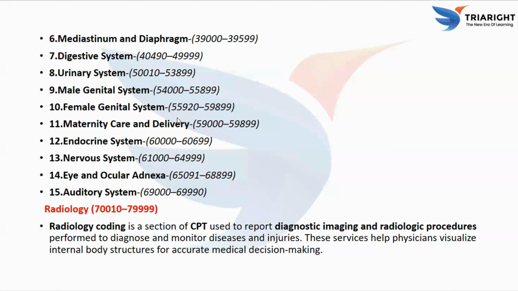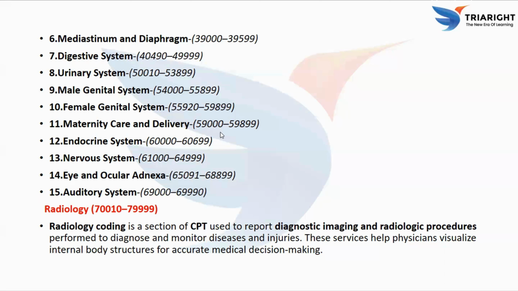Tenth is the female genital system, 55,920 to 59,899 code series. This covers the female reproductive organs. It includes uterus, ovaries, fallopian tubes, cervix as well as vagina.